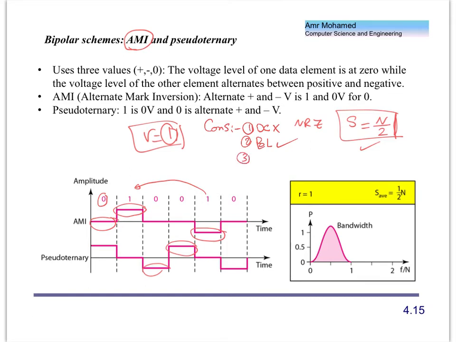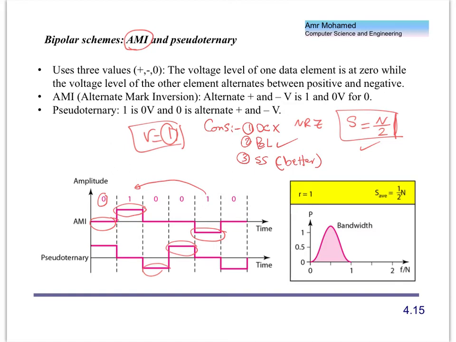Self-synchronization is not completely there. Why? Because for consecutive zeros, you have fixed zero voltage, so you have no transition. It's better at least for consecutive ones, because there you have transitions. For consecutive zeros, you have no transitions. So self-synchronization has improved 50% of the time. Is that clear, guys? Any questions so far?